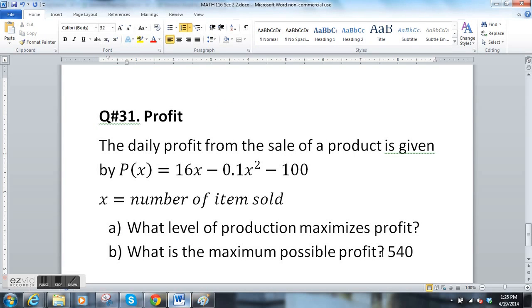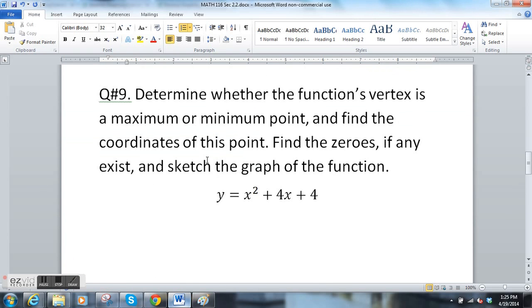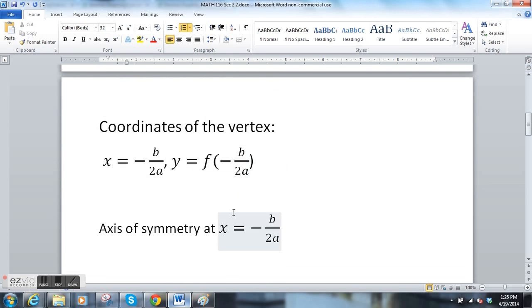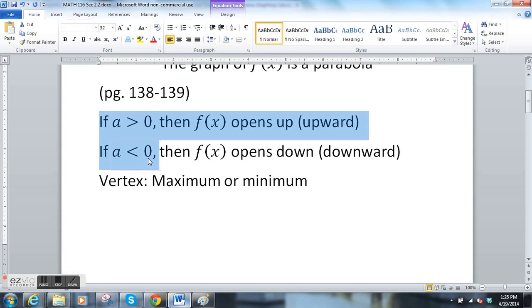So that is all about parabolas, and you should be able to use these formulas and answer some questions about finding the vertex and finding the line of symmetry using these formulas right here, and being able to tell whether something is a maximum or minimum based on that first coefficient of x squared.